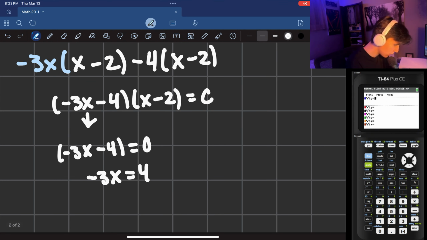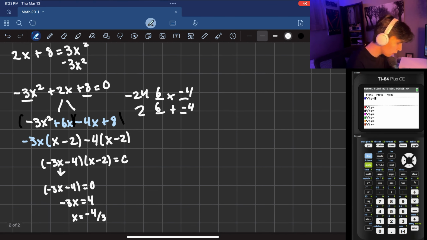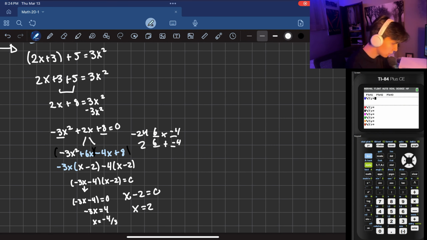Divide it by 3, and you get x equals negative 4 over 3 as your first solution for x, to be noted. And then we have x minus 2 equals 0. You add 2 to both sides, and you get x equals 2. So basically, from this part, you should be getting x is equal to negative 4 over 3 and 2.